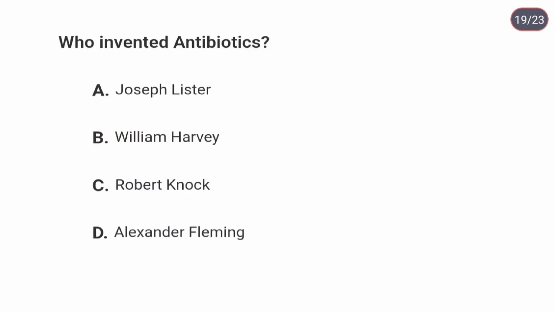Who invented antibiotics? Alexander Fleming. Antibiotics, also called antibacterials, are a type of antimicrobial drug used in the treatment and prevention of bacterial infections. Alexander Fleming invented antibiotics.